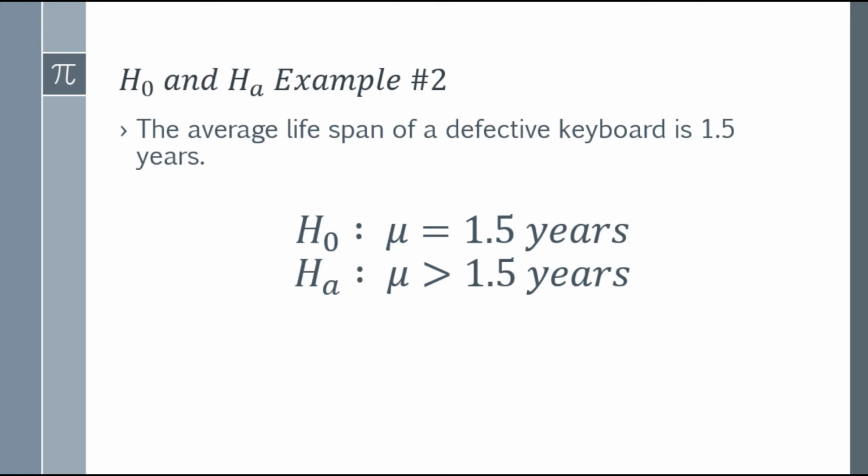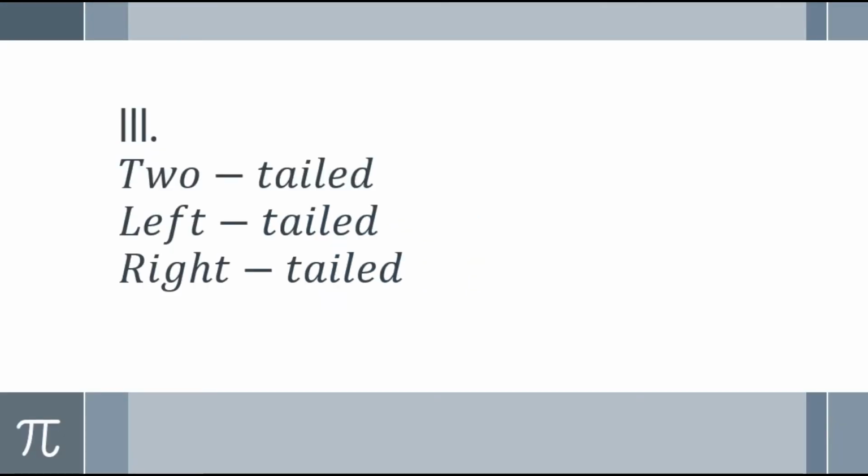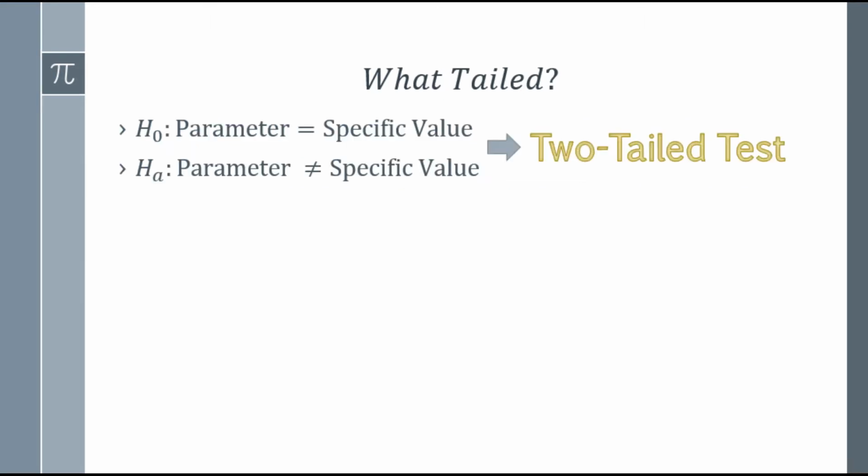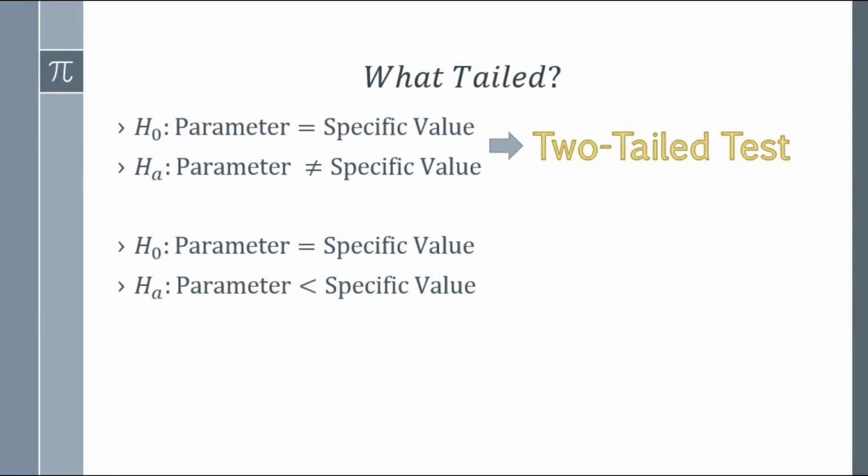Okay. Next. Chapter 3, two-tailed, left-tailed, right-tailed. So paano natin malalaman, sir, kung two-tailed, left-tailed, or right-tailed? Kung ang null hypothesis mo, ang parameter niya ay equal sa specific value at ang alternative ay not equal to the specific value, that is a two-tailed test.